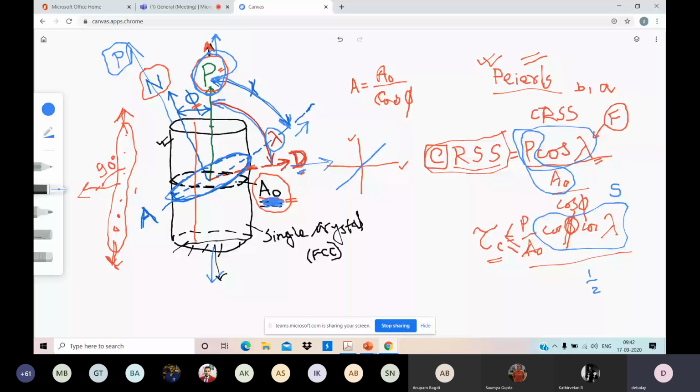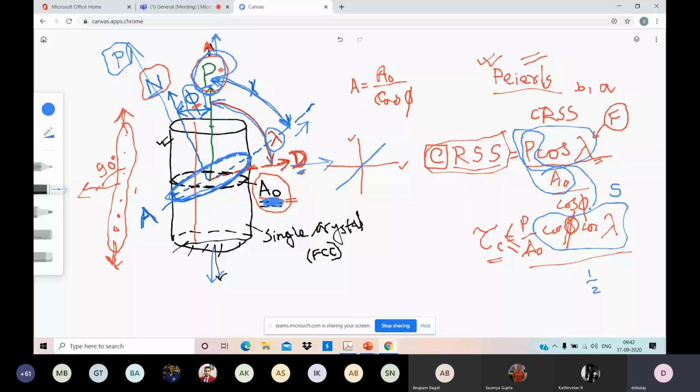So area of this plane, what is the area of this plane? Area of this plane is A naught by cos phi, where phi is the angle between that plane normal N and the longitudinal direction of the crystal where load is acting, P is acting. So that angle is phi. So that area is A naught by cos phi. The area A, slip plane area, is A naught by cos phi.